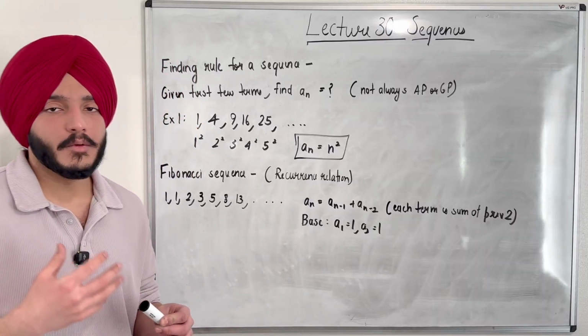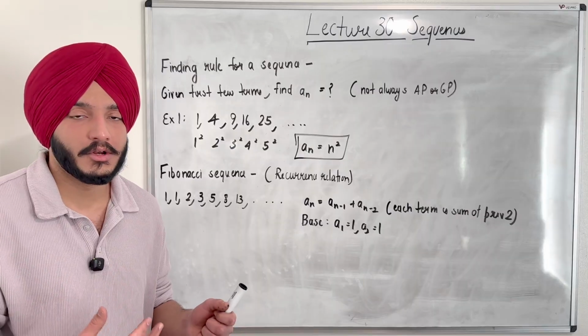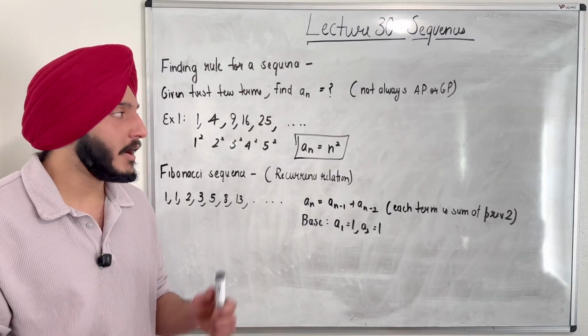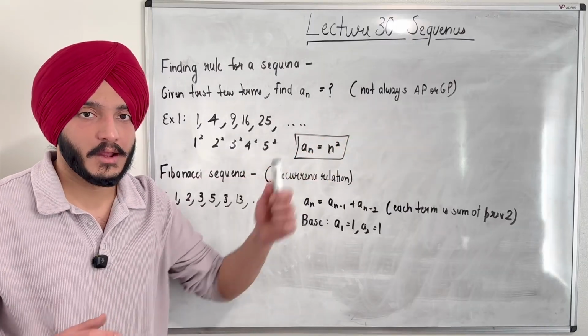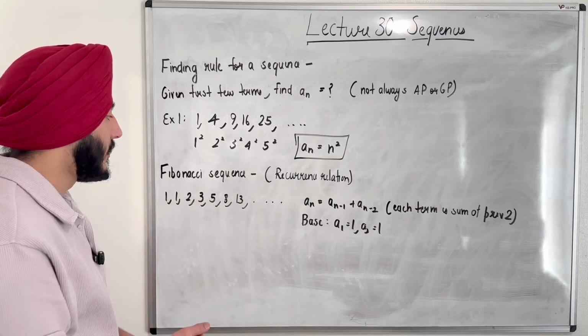Once again, the sequence could be anything, right? Maybe it's an arithmetic progression, or maybe it is a geometric progression. It's just not necessary that it would be one of these two, right? It could be anything, and one of the examples is over here that I've given, right?